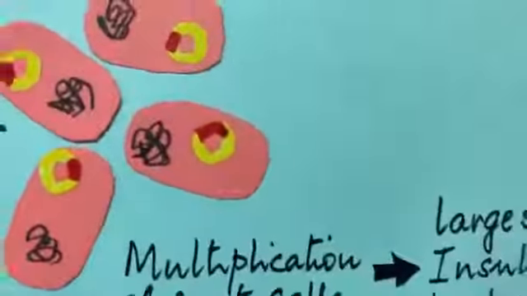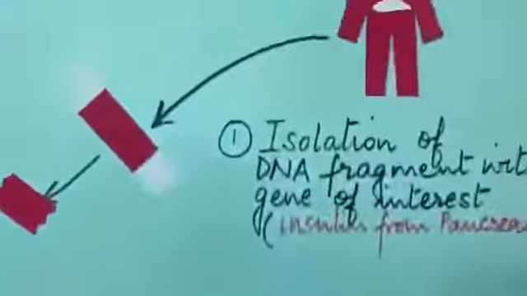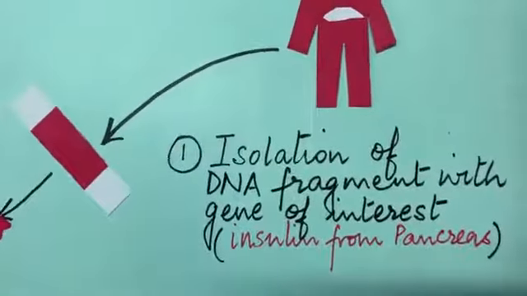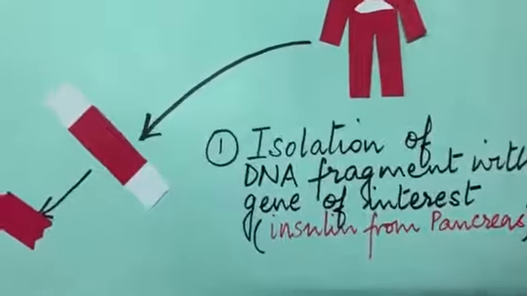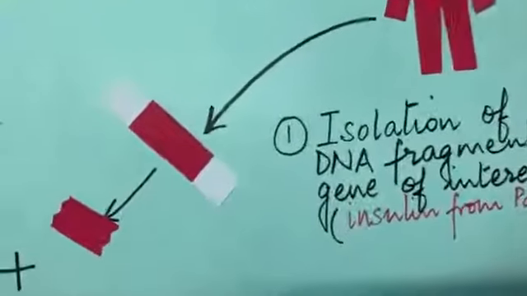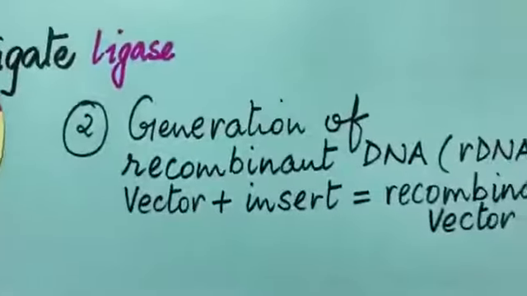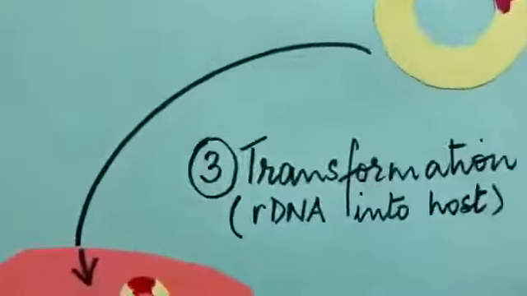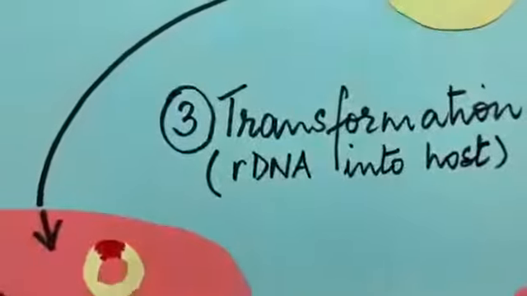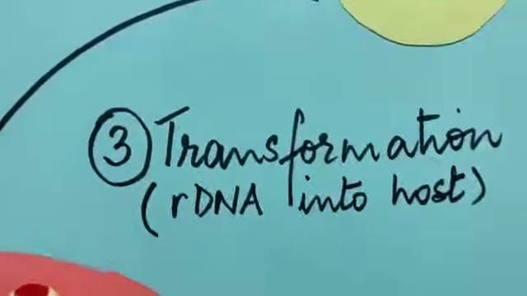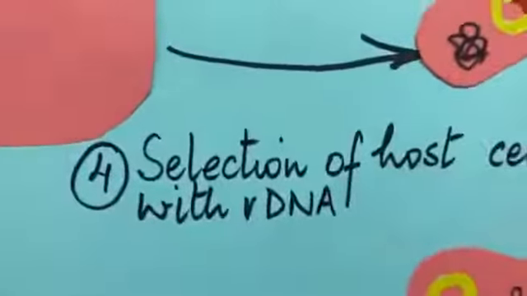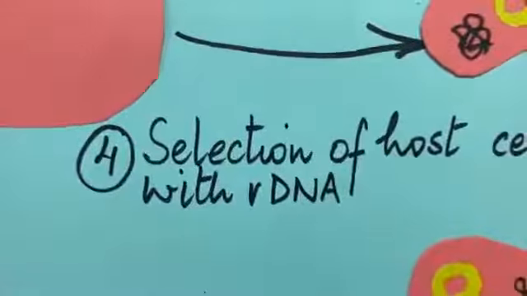So just to recap, what are the 4 basic steps? First is isolation of the DNA fragment with the gene of interest from the pancreas, if we are considering insulin. The second step would be generation of the recombinant DNA molecule. The third step would be transformation, that is introduction of rDNA into the host cell. And the fourth one would be selection of host cells with rDNA by using certain selection methods.